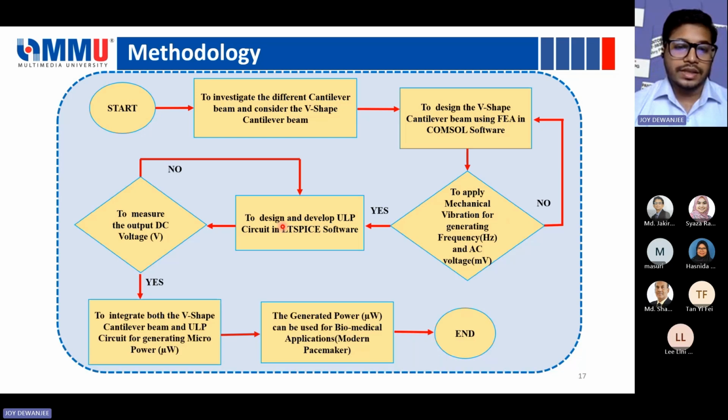If it is yes, then we design the ultra low power circuit in LTSPICE software. If the booster voltage and the AC/DC rectifier circuit are everything fine, then we measure the output DC voltage. If not, then again we have to check the design. If it is yes, then we go to the next step to integrate the V-shape cantilever beam and our ultra low power circuit to generate micro power. After that, we are going to use this power in biomedical applications.